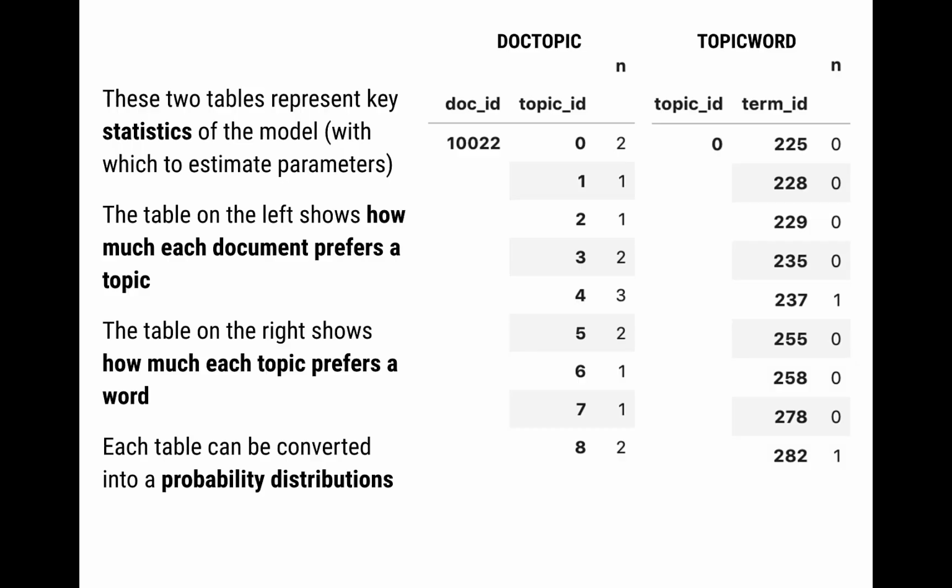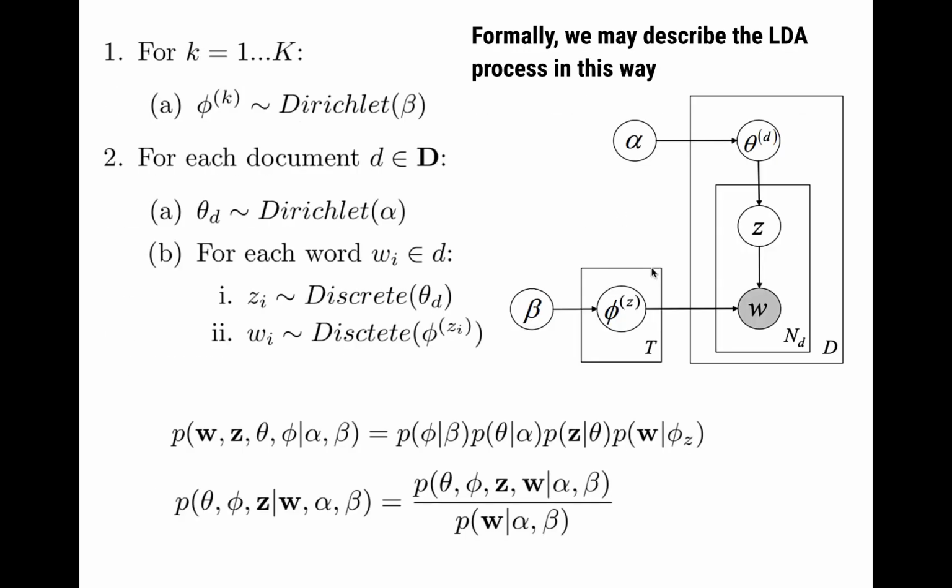So the way this is often talked about is the table on the left shows how much each document likes or prefers a topic, and the table on the right shows how much a topic prefers a word or likes a word. So here's a formal description of the process we just looked at. You can see that each of the steps described here now has a mathematical representation.